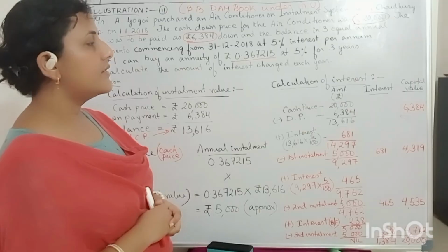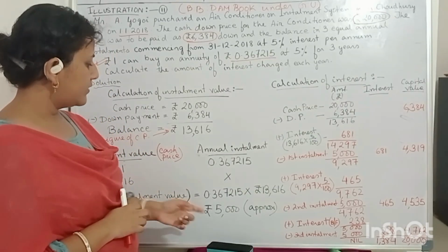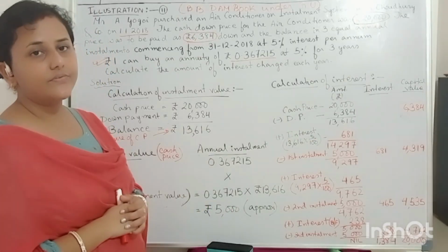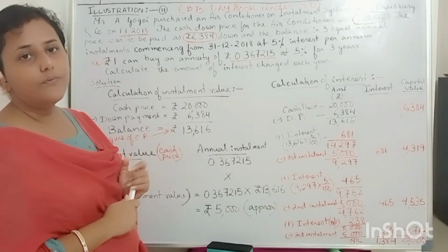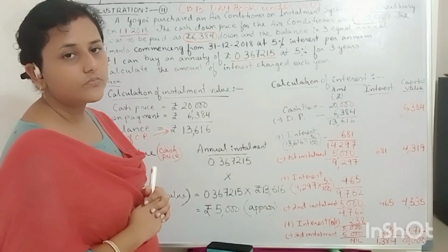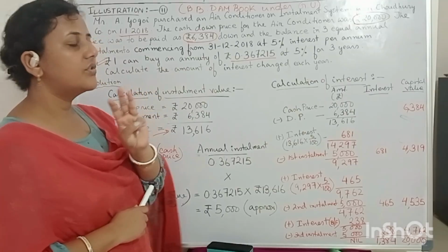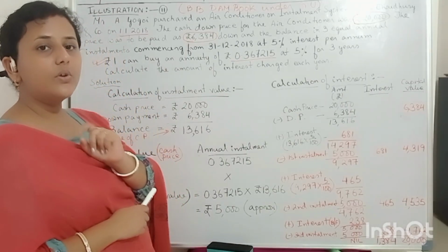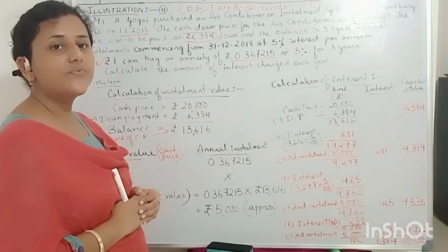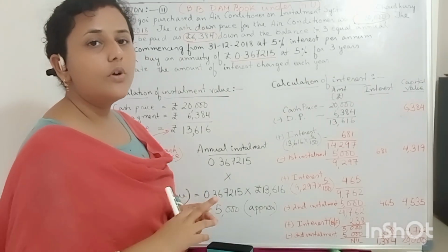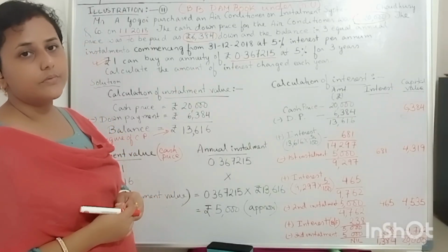Actually the answer is 4.99999..., so we have taken it as rupees 5,000. So 5,000 is the value of 1 installment. And you see here it is clearly mentioned that there are 3 installments of equal amounts. So if the value of 1 installment is rupees 5,000, then the value of other 2 installments will also be the same, that is 5,000.